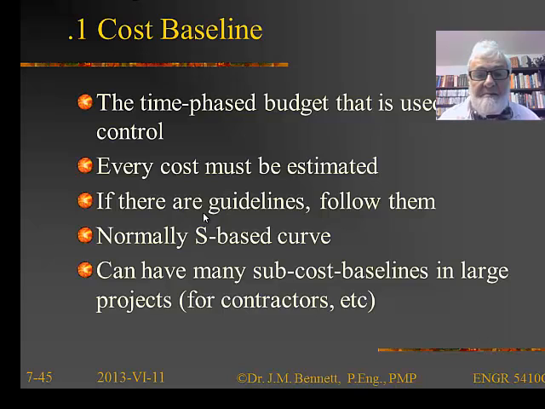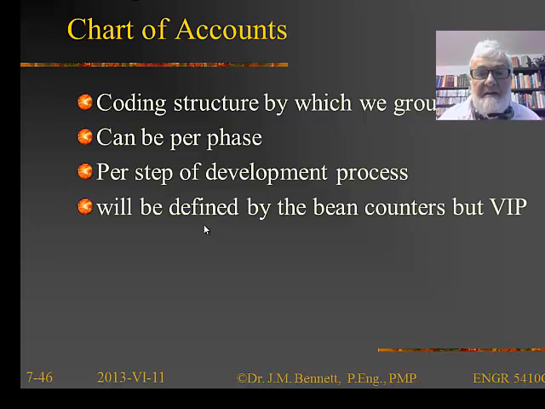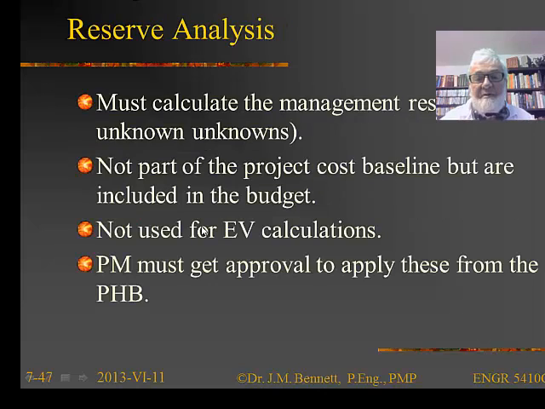Typically, the time-based budget will be an S-shaped curve, a cumulative spending of the money as we go through the project. There can be many sub-cost baselines in large projects for contractors and outsourced work and that sort of thing. Now, the chart of accounts is, again, an accounting term that refers to the structure by which we group expenses. So 41 are travel expenses, 42 are cab expenses, that sort of thing. It can be done on a per phase basis. It can be done on the step developmental process. Now, these are defined by the accountants and the bean counters, but it's important that we follow them, of course.